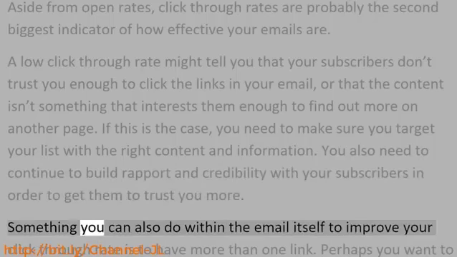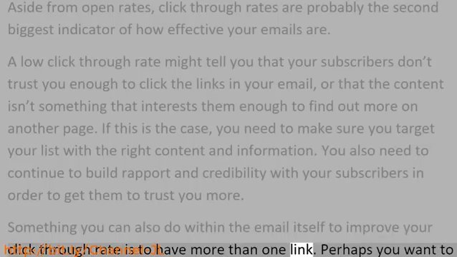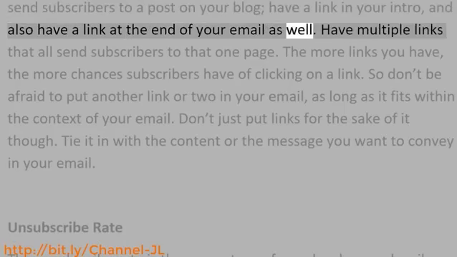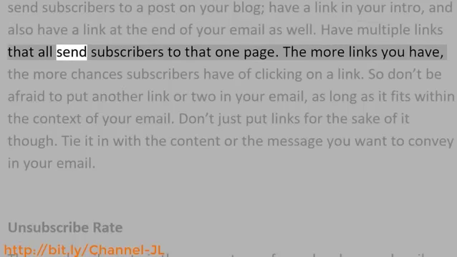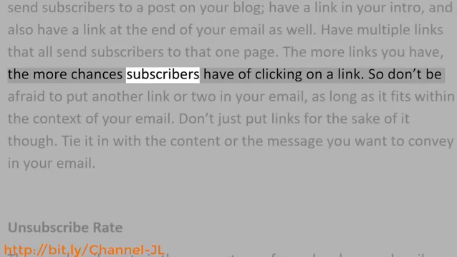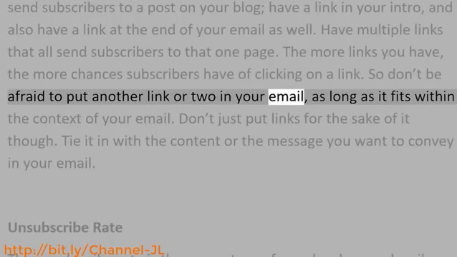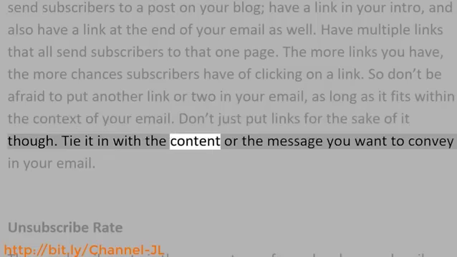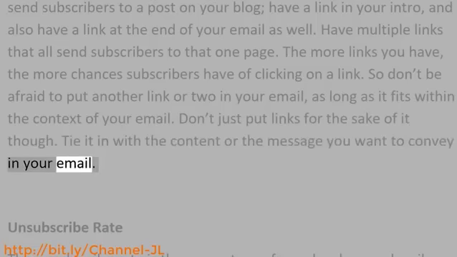Something you can also do within the email itself to improve your click-through rate is to have more than one link. Perhaps you want to send subscribers to a post on your blog, have a link in your intro, and also have a link at the end of your email as well. Have multiple links that all send subscribers to that one page. The more links you have, the more chances subscribers have of clicking on a link. So don't be afraid to put another link or two in your email, as long as it fits within the context of your email. Don't just put links for the sake of it though. Tie it in with the content or the message you want to convey in your email.